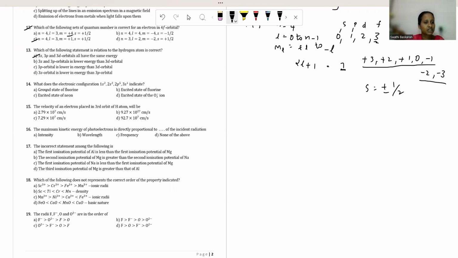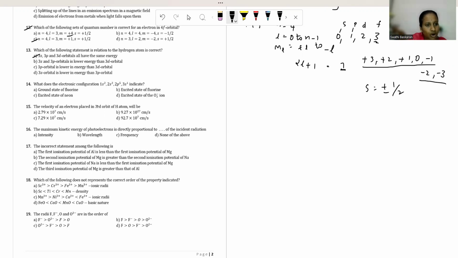Now coming to the next question. What does the electronic configuration of 1s2, 2s2, 2p5, 3s1 indicate? As soon as you get these types of questions, just count the total number of electrons. Here 2 is there, and here also 2, so put together 4. 4 plus 5 is 9. 9 plus 1 is 10. So there are a total of 10 electrons present.